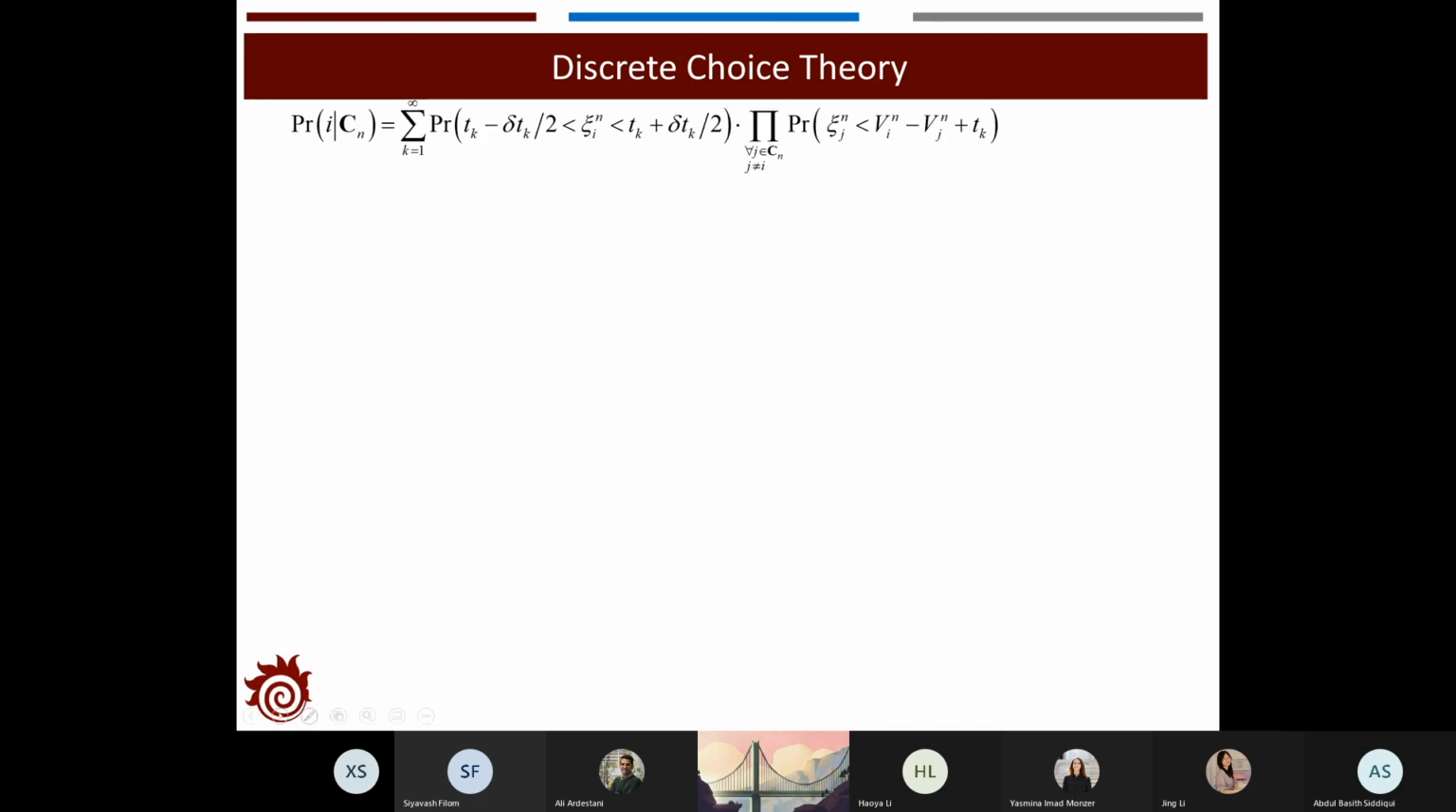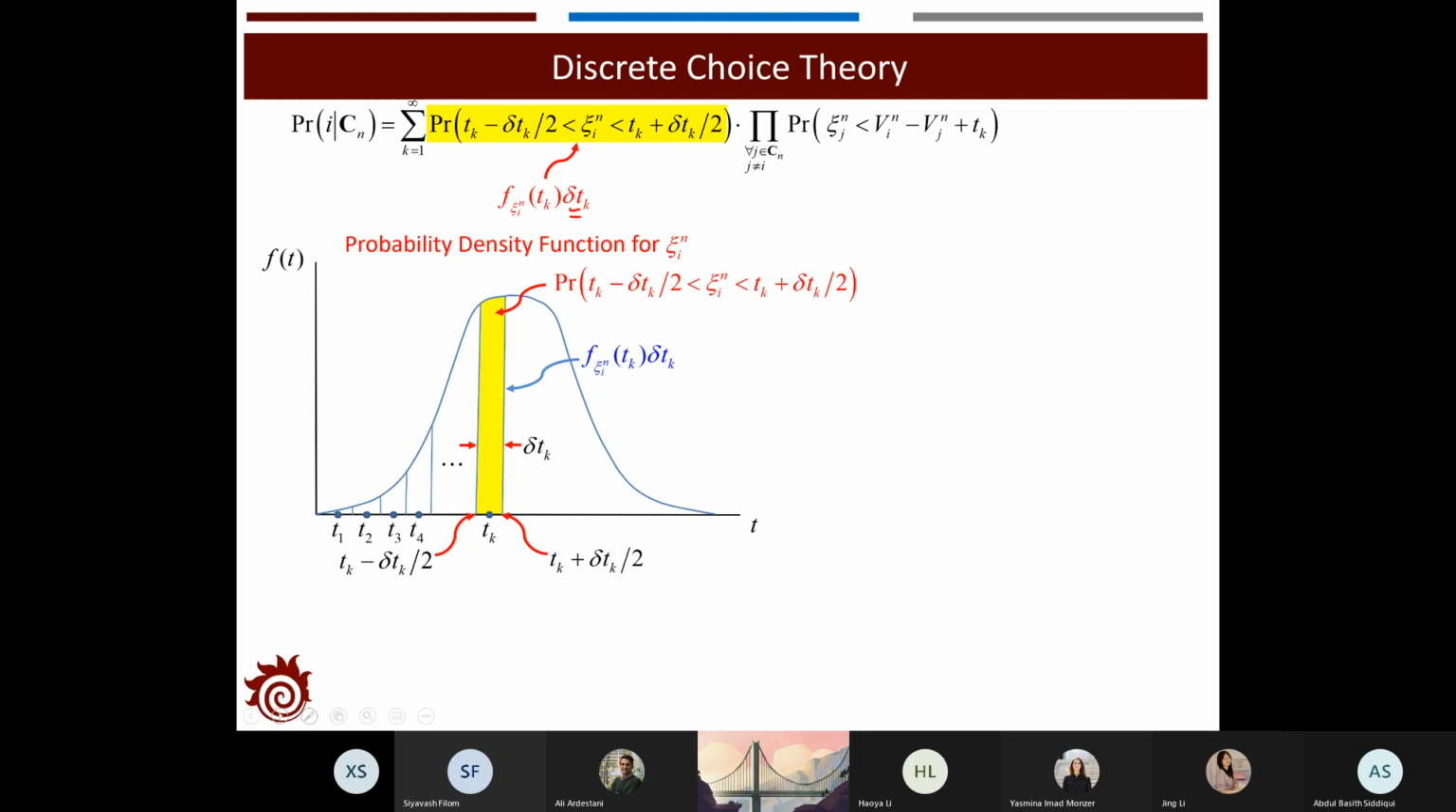And that's the expression that we're going to use for the probability of choosing the mode i. And if the value of the delta tk is small enough, then we can write them into the integration format.